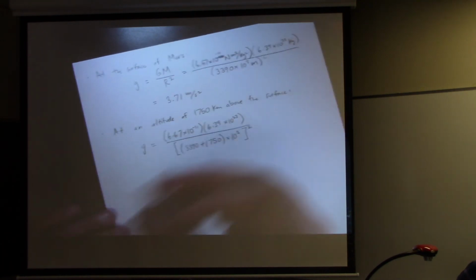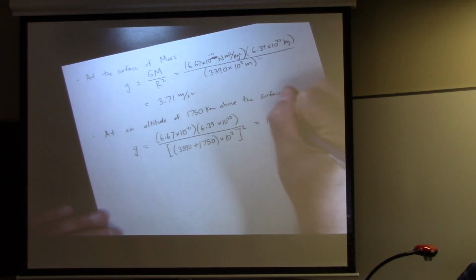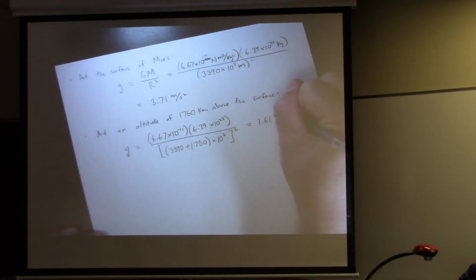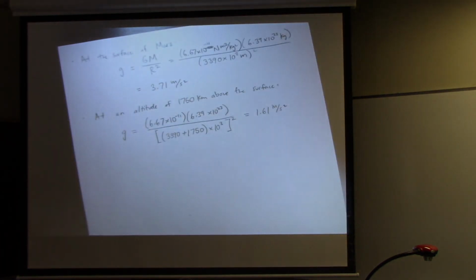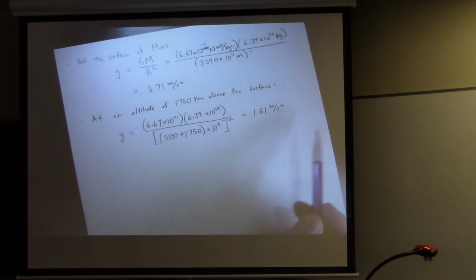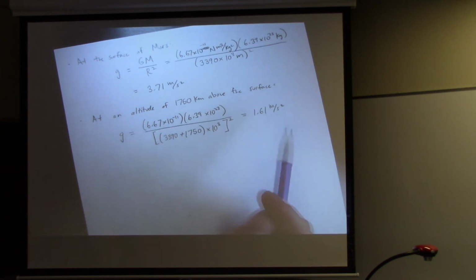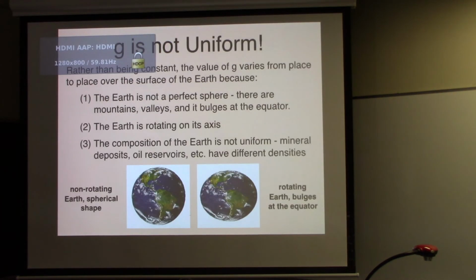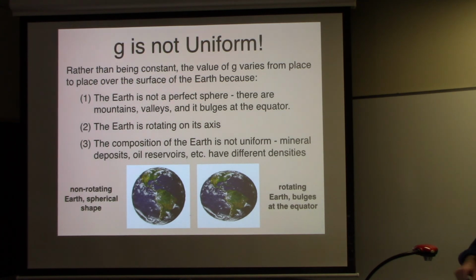Okay, so the next thing is get a number out. Crunch the numbers, you get about 1.61 meters per second squared. And this is exactly what we expect because as you're getting further and further away from the surface of Mars, you'd expect gravity to be getting weaker and weaker, and that's exactly what's happening. Okay? So that's how this works. And, okay, moving on to the next thing.